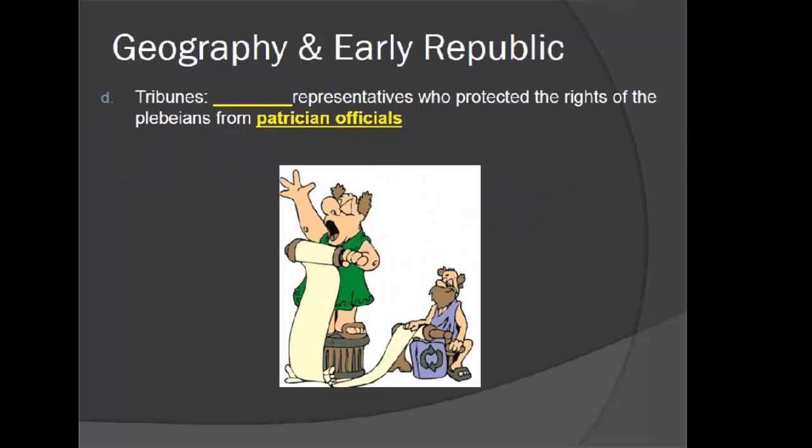On to the government. Tribunes were elected representatives who protected the rights of the plebeians from the patrician officials. Originally, it was figured out that there were a lot of rich guys, a lot of patrician officials. These guys were really rich. However, there were more plebeians, the regular everyday people. Because there were more plebeians than there were patricians, the patricians realized they had to give up some of their power, their governmental power, to the plebeians. And we'll see how that looks on a chart in a minute.